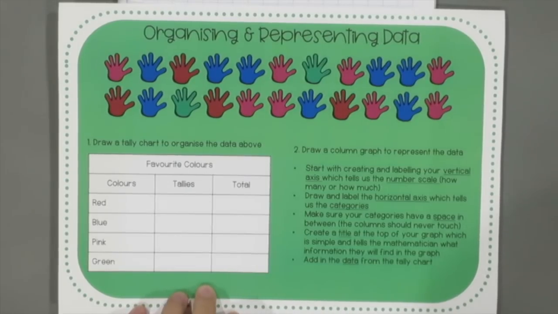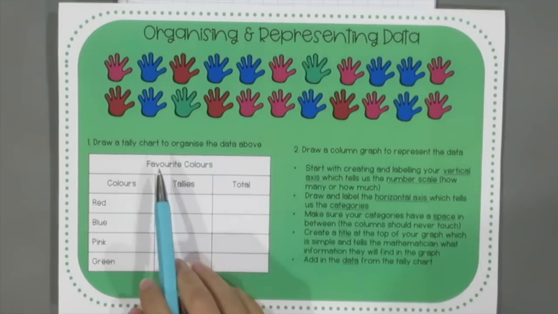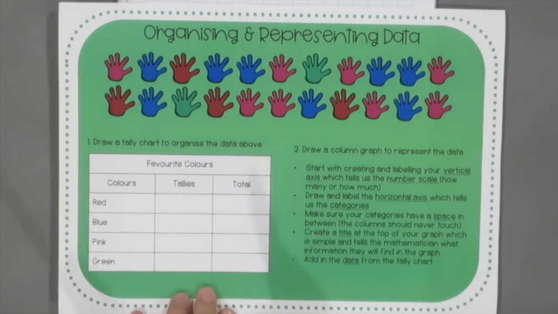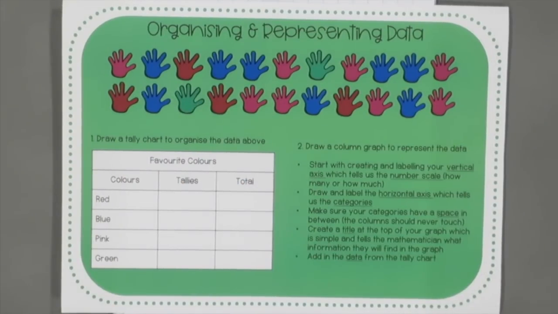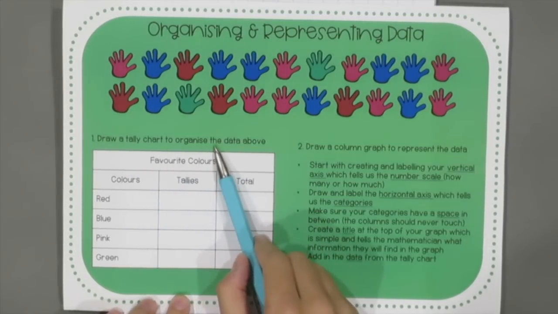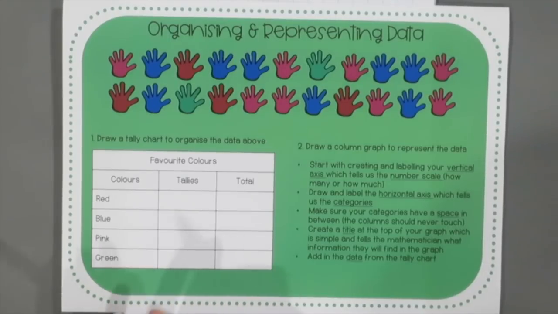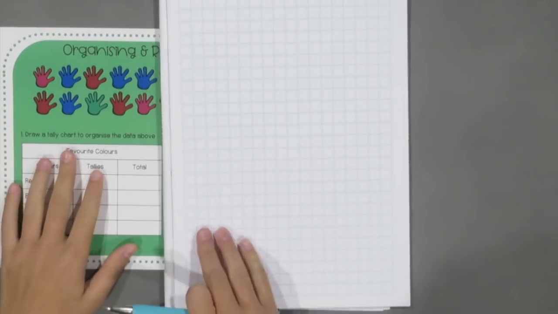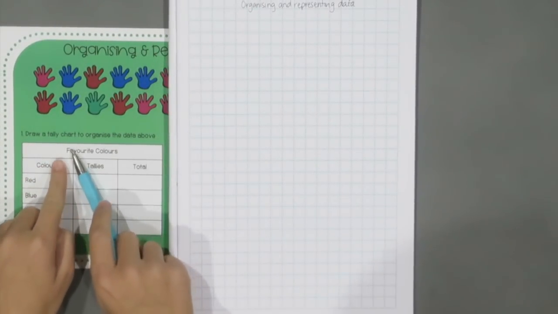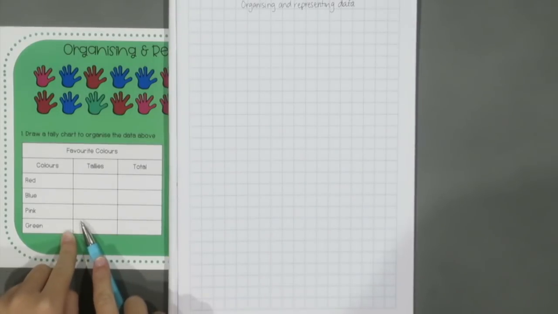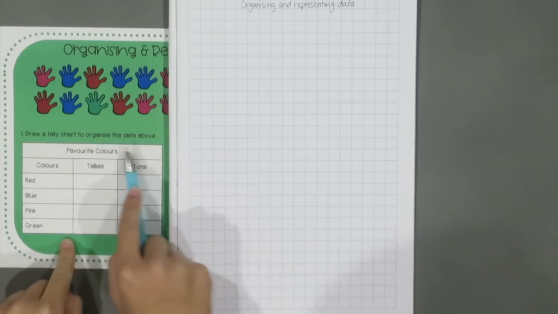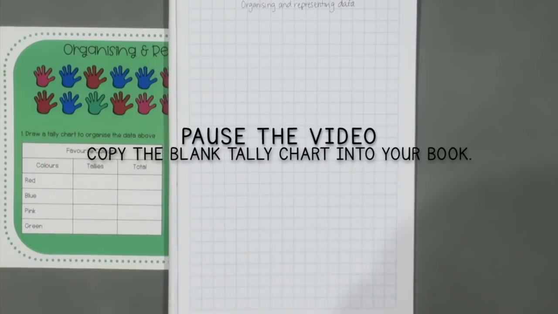Here is our next set of data. This time, we're looking at favourite colours. And we have our votes here put in picture form. So the first thing you're going to do, you're going to draw a tally chart to organise the data above. So just like we did last time, you're going to get your book, your pencil and your ruler, and you are going to draw the tally chart first. Pause the video and restart once you have completed drawing up your blank tally chart.